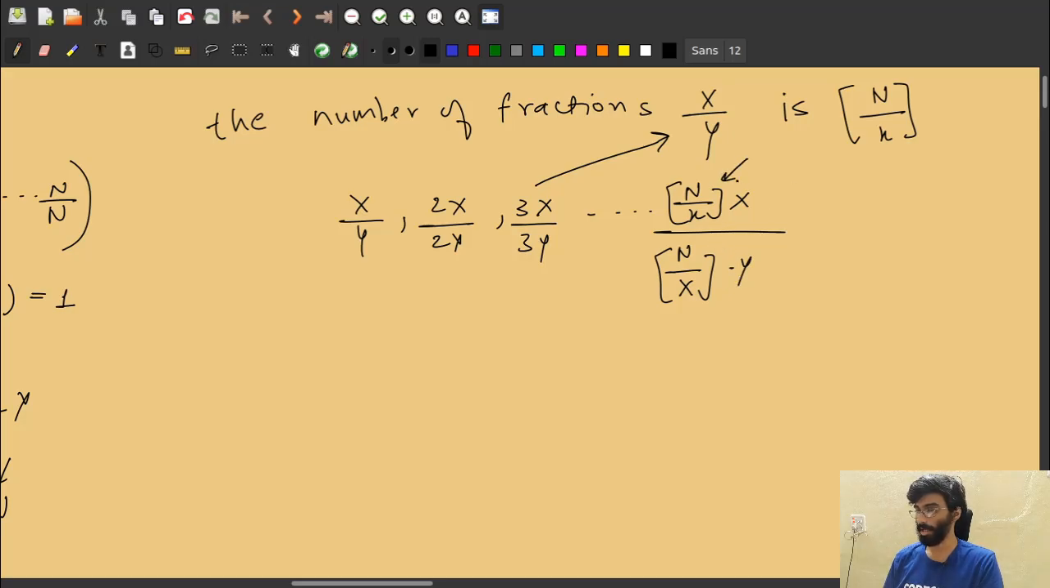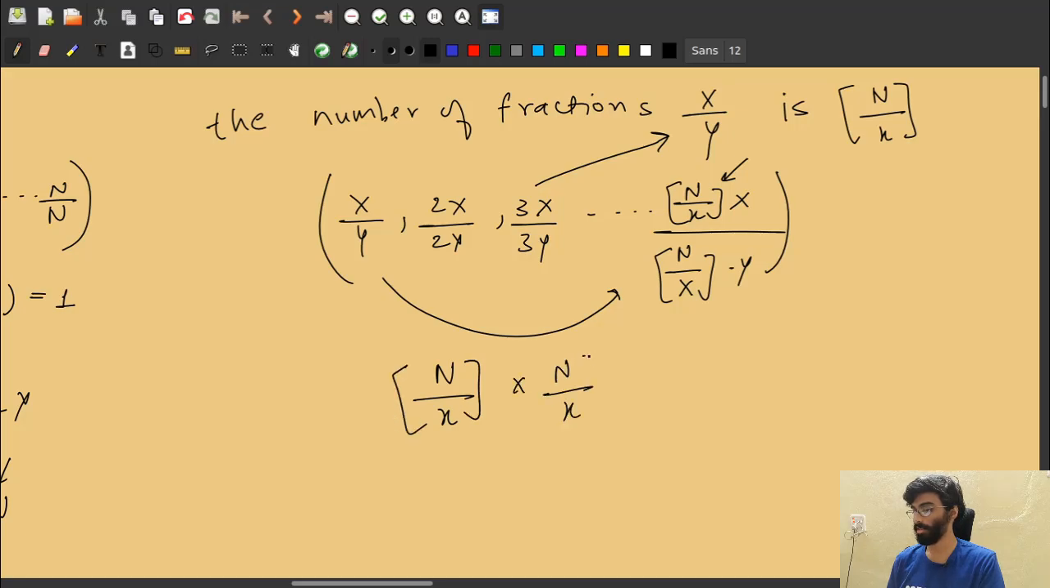As we are choosing n by x because this quantity should not be greater than n, hence total fractions are n by x. So the pairs these fractions could form are n by x multiplied by n by x, as each fraction could make a pair with every other fraction. Similarly for this and this, therefore n by x times n by x.